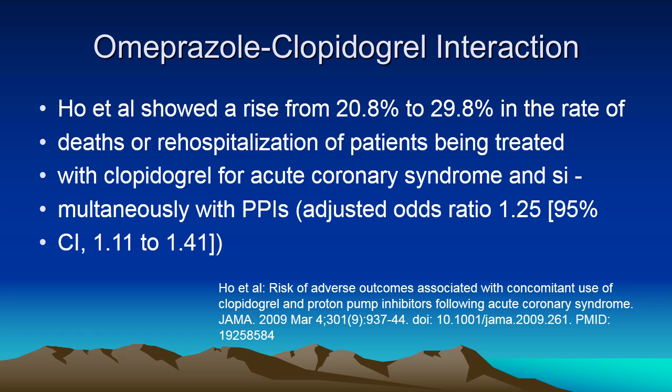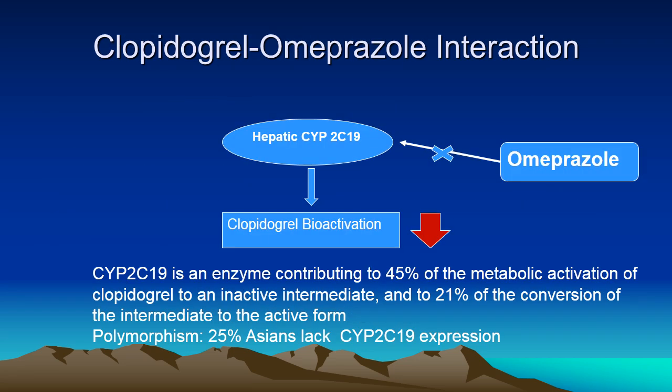Omeprazole clopidogrel interaction is very important and has attracted the attention of clinicians across the world. Hu et al. showed a rise from 20.8% to 29.8% in the rate of deaths and rehospitalization of patients being treated with clopidogrel for acute coronary syndrome and simultaneously with PPIs. This is a very important observation. This is because omeprazole inhibits CYP2C19 and therefore it reduces the two-step bioactivation of clopidogrel, and this results in loss of antiplatelet activity. I have already stressed that 25% of Asians lack the CYP2C19 active expression. Therefore, they are at a risk of failure.